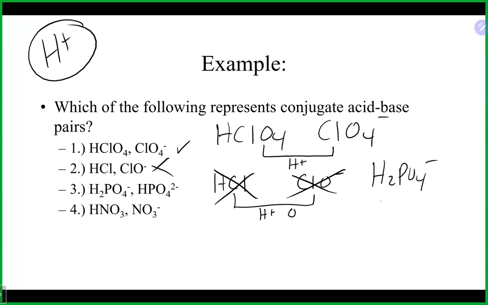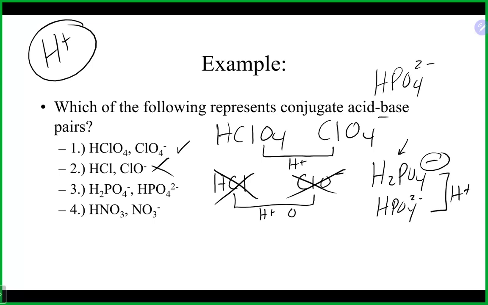H2PO4 minus and HPO4 2 minus. The only difference between these two is an H plus. Again, if you take off the H plus from this guy, you're left with one H, a PO4, and you become one more negative. So it started at -1, you end up at -2, and it is the same guy on the other side. And lastly here, the only difference between these two is also an H plus, so that would be a pair as well. Any questions on that?